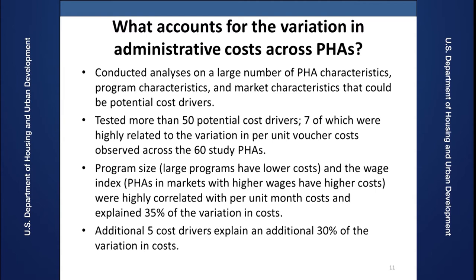Initially, and from the beginning, we found that program size, so the number of vouchers under lease, as well as the prevailing local wage rate, were highly correlated with per unit costs. And those two factors alone explained about 35% of the variation that we found in costs. And then the other five cost drivers in the formula explained about another 30% of the variation. So we're able to explain about 65% of the observed variation in the costs across our study sites, which means that about 35% of the variation is not explained by any of the variables that we were able to identify in the study.